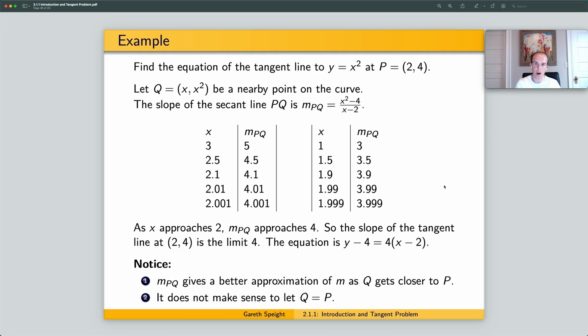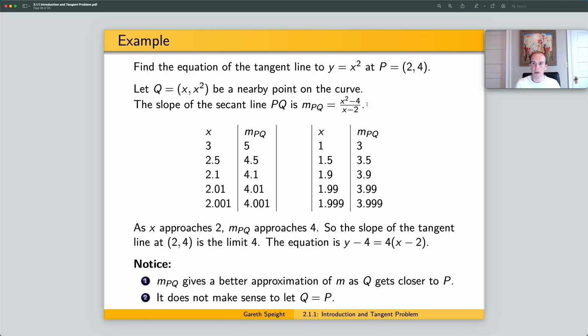And the second thing to notice is it does not make sense to just plug in. Why do we have to look at what happens as X approaches 2 rather than just plugging in? There are two explanations. One, thinking about it algebraically, the slope PQ was X squared minus 4 divided by X minus 2. If I just try to plug in X equals 2, rather than looking at the pattern as X approaches 2, I'm going to get 0 on the top and 0 on the bottom. I would get 0 over 0. That's bad news. I can't make any sense of it. So algebraically, it doesn't make any sense to plug in.